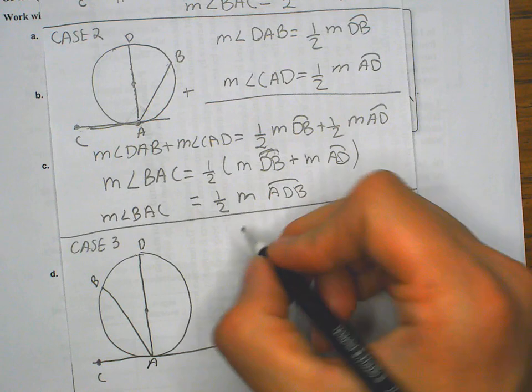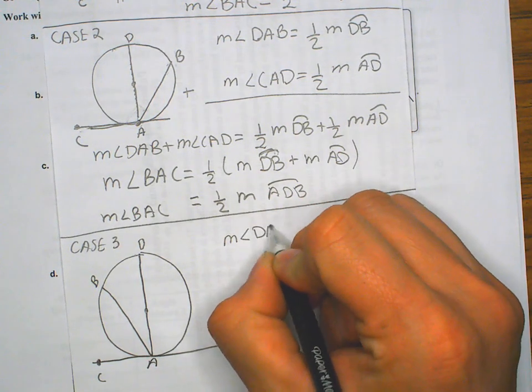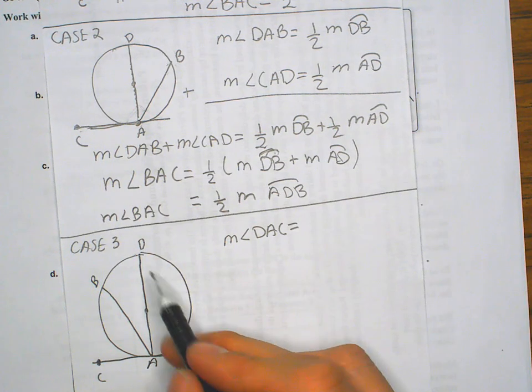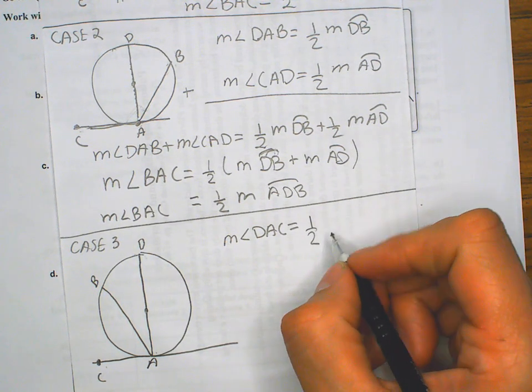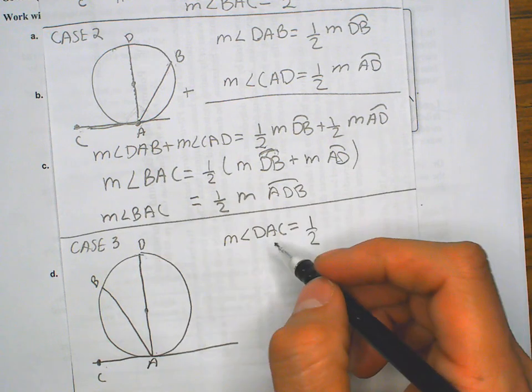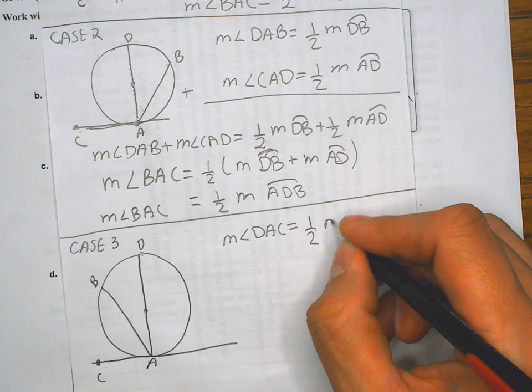Okay, so we have the following. The measure of angle DAC, we know that is 1/2 the measure of arc ABD. So all of this, ABD.